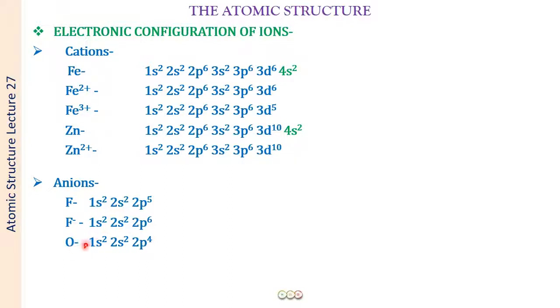Here there is going to be no change. So we have oxygen which is 1s2, 2s2, 2p4. We have O2 negative to be 1s2, 2s2, 2p6, right? The only thing that you have to remember is for the cation that the electron is going to be lost from the valence shell.